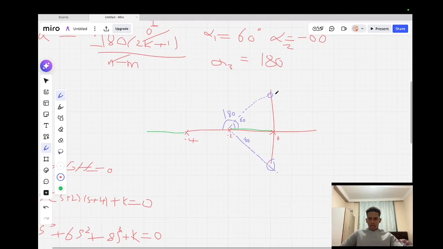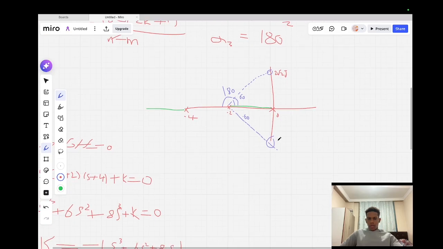So here it's equal to 2 square root of 2 j. And here we have minus 2 square root of 2 j, when k equals 48. And here also k equals 48. And here k equals 0.